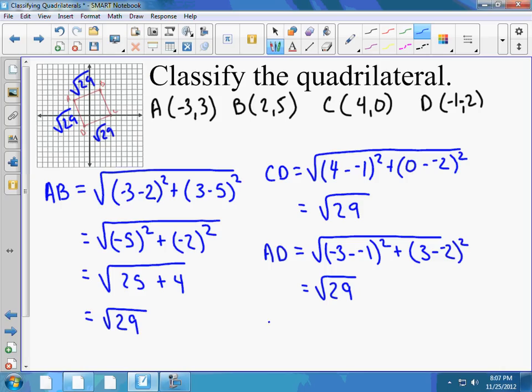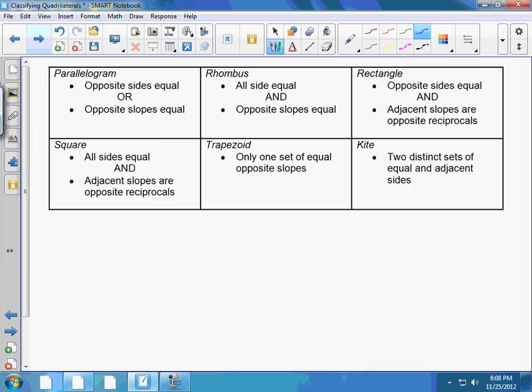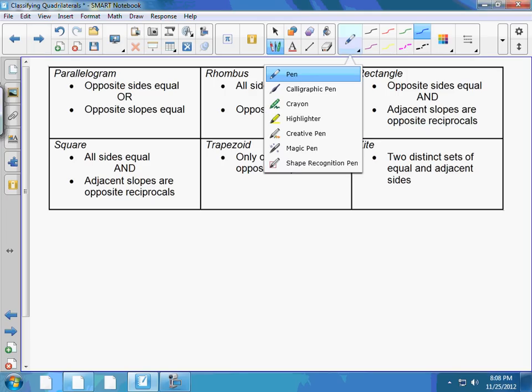And we've got our last side, which is BC. That's going to be the square root of 2 subtract 4 squared plus 5 subtract 0 squared. Simplifying that, we get the square root of 29. All right, so we go to our chart of characteristics here, and we notice that all of our sides are equal. So all of the sides of the quadrilateral are equal to each other.